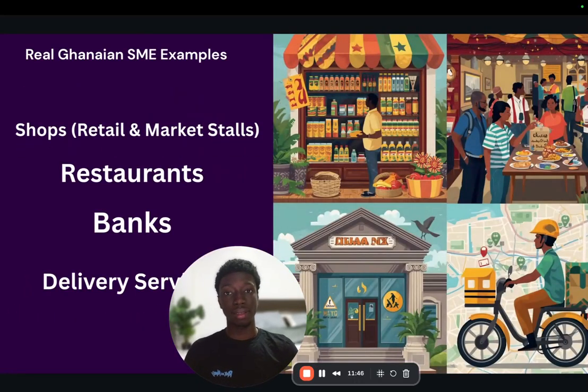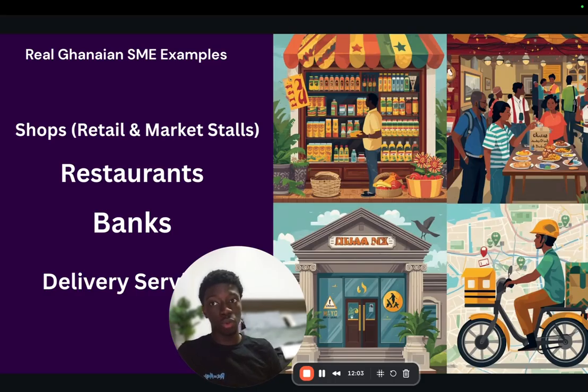Some practical examples would be in shops. We have a lot of shops using machine learning to predict best-selling items, prevent overstocking, and reduce waste. Only a few of these people are actually doing this, and these people are the top performers in the SME space. This is based on IBM Ghana.